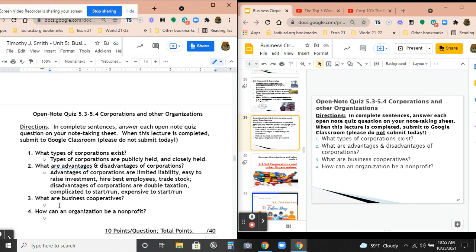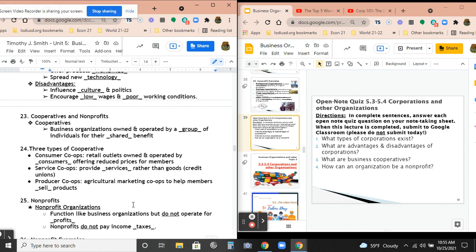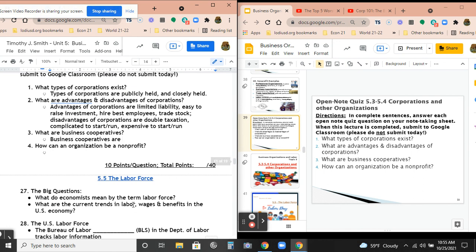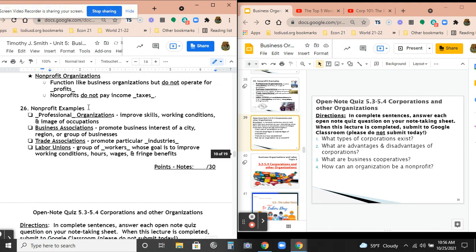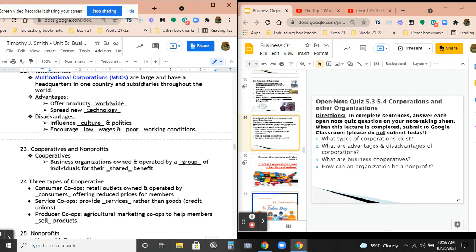What are business cooperatives? Cooperatives are, they tend to be nonprofit. So they're operated by a group for shared benefit. Professional, unions, consumer, consumers, service, and producer. All right.